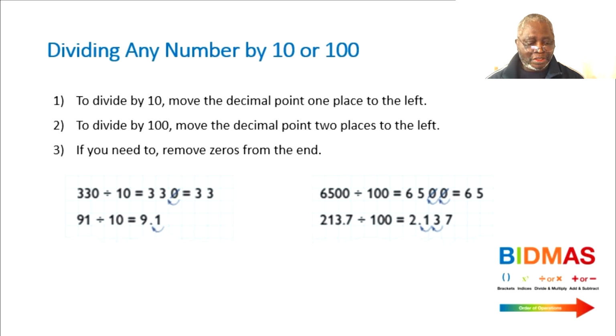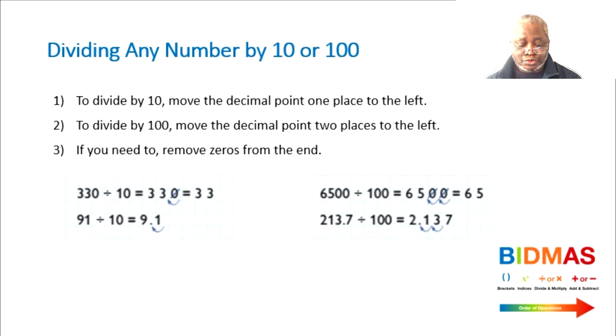330 divided by 10, you just remove the 0 and it becomes 33. 91 divided by 10 becomes 9.1. We look at bigger numbers. 6,500 divided by 100 becomes 65. What did we do? We move the decimal point 2 places to the left because there are 2 zeros in 100. So 6,500 becomes 65.